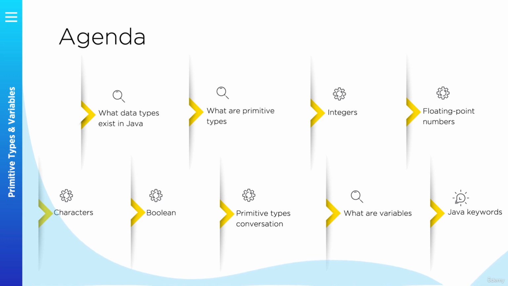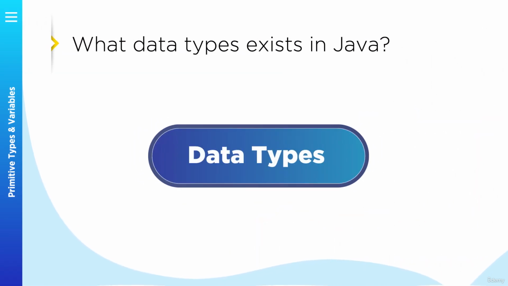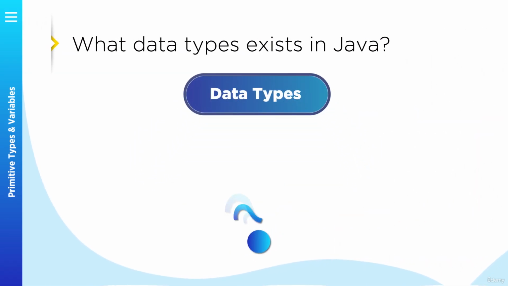We'll start this lesson from theory, and after that we'll play with primitive types and variables in Eclipse. It will be very important to understand how you can convert primitive types between each other. First of all, let's try to understand what data types are available for us in Java, how we can store information in our programs to be able to work with it in the future.